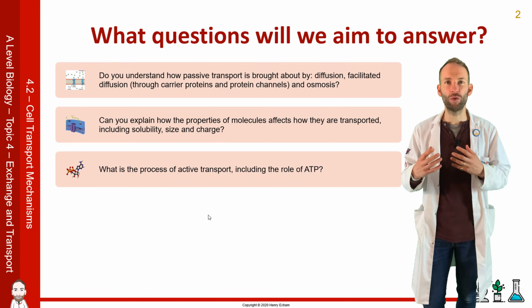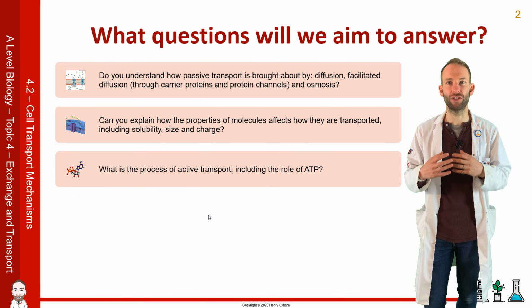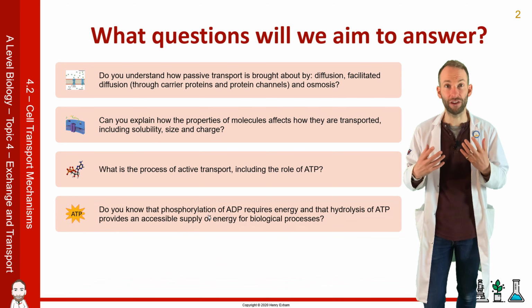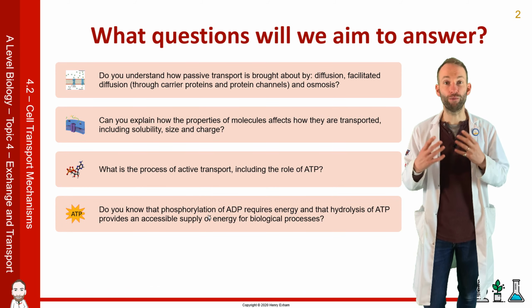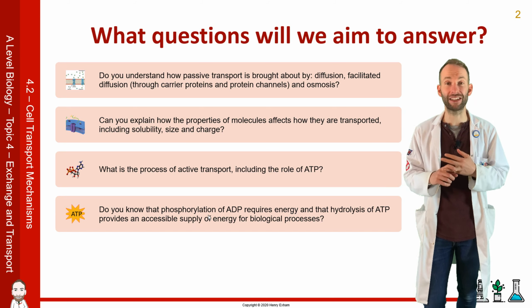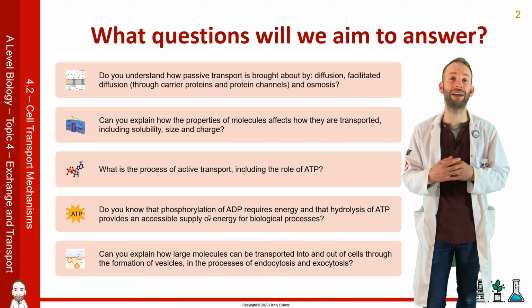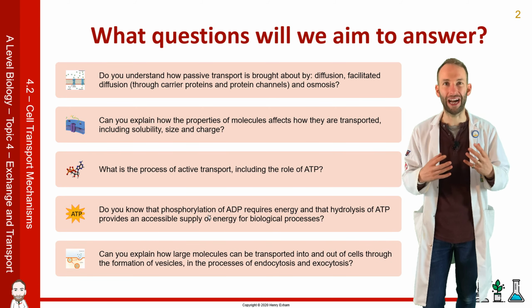We're going to look at the process of active transport, which requires ATP. And we're also going to learn a little bit more about ATP and how it is used, how the hydrolysis of ATP is used to provide that energy. We're going to look at something called bulk transport with endocytosis and exocytosis, where we want to move large amounts of stuff in or out of a cell.